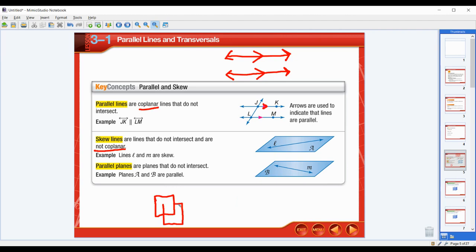If we had a cube right here, obviously the top plane and the bottom plane do not ever touch each other. So this top part and this bottom part are two different planes that will never intersect. Therefore, these would also be an example of parallel planes.